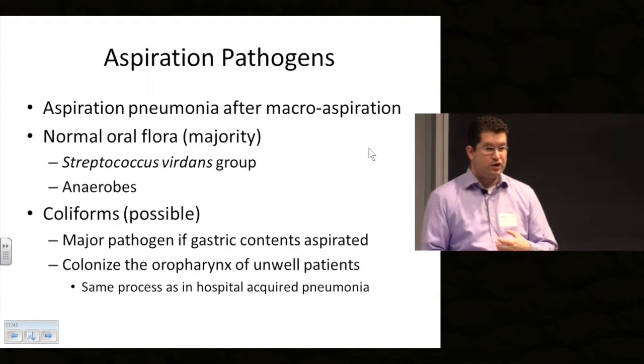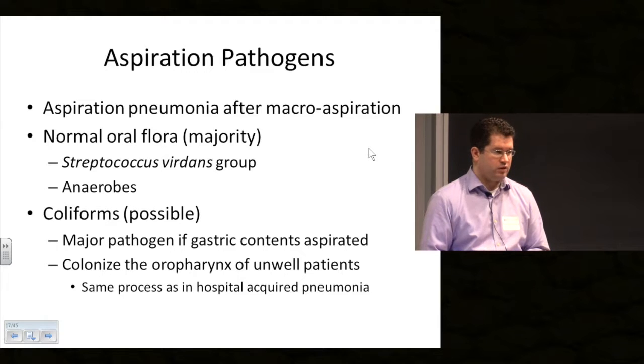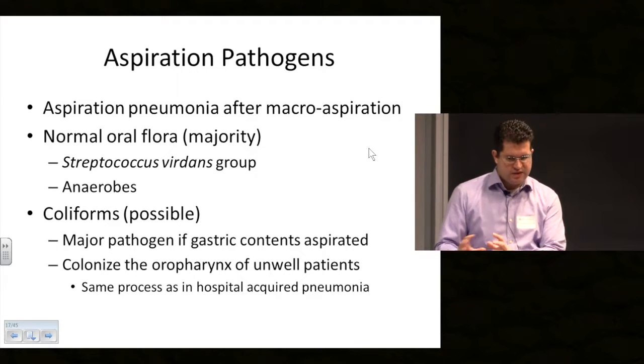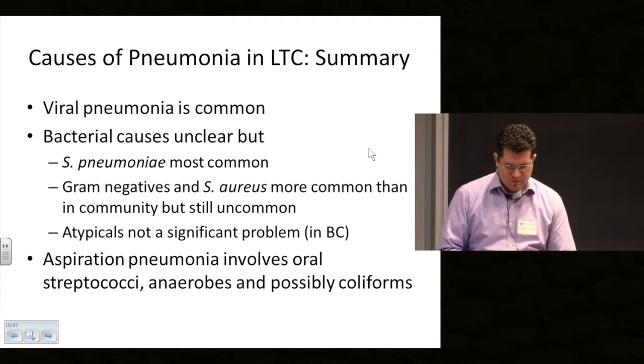And as well, if a patient actually aspirates their gastric and duodenal contents into their lungs, there's enteric flora in there. So when we're talking about aspiration, it's a somewhat different set of bugs, and these are the ones: normal oral flora and enteric flora.